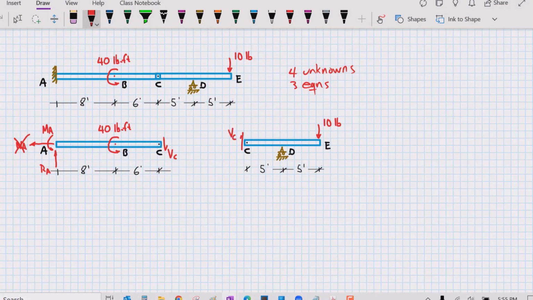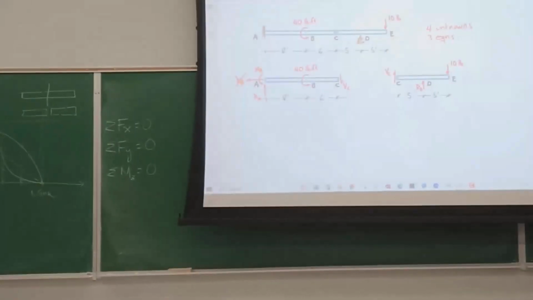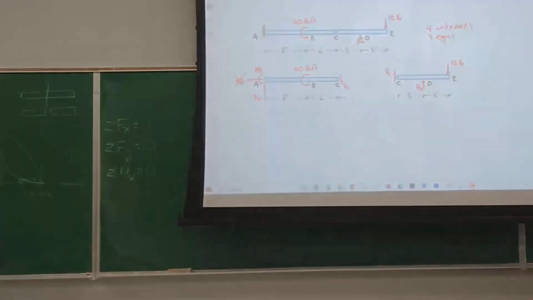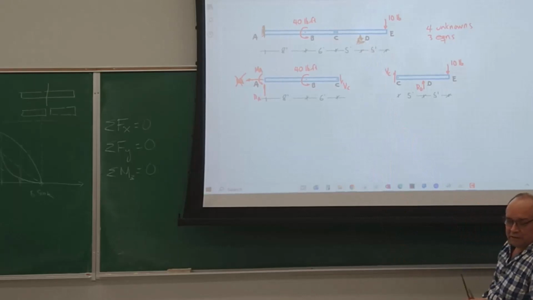And I'm going to replace the support at D by the corresponding forces. So I have to put here a force at D, a reaction at D. Okay? I put only one because this is a roller, right?